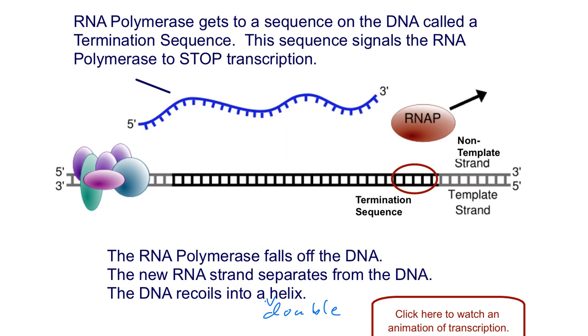So when it hits the termination sequence, there's a certain sequence of nucleotides on the DNA that tells it to stop. And so the RNA polymerase will fall out, will come off the track, the DNA will snap back together, and the RNA, the messenger RNA, is released.